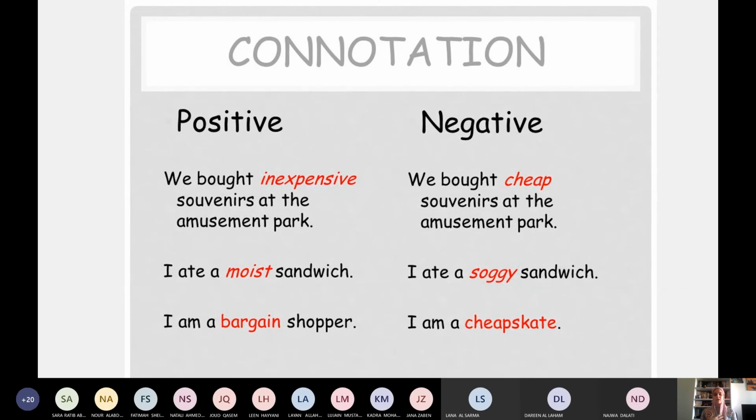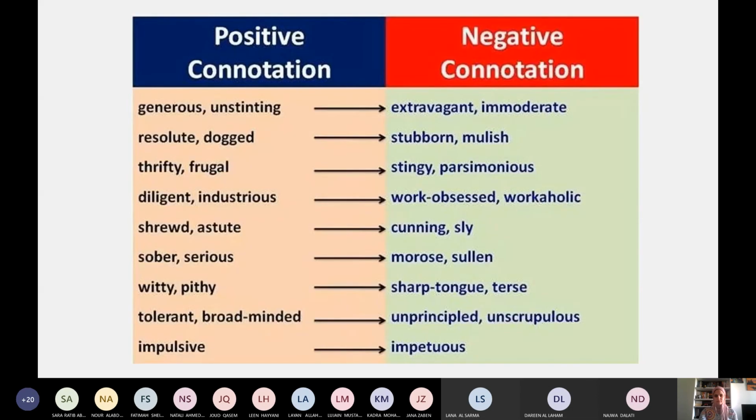If I want to say about myself, I'm a bargain shopper. It means that I can go to the shops and get products at a cheap price. Or, I'm a cheapskate. It means I go and buy cheap products. This is connotation. It is very helpful for you girls while writing. It is like degrees in adjectives.